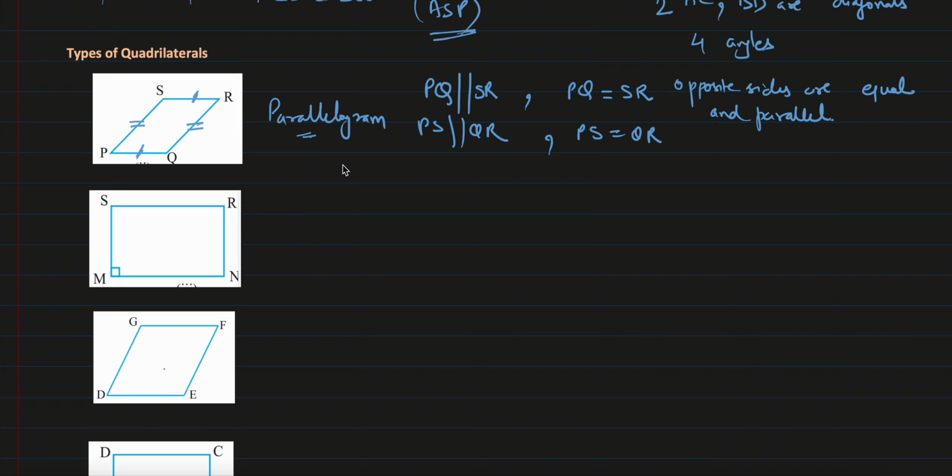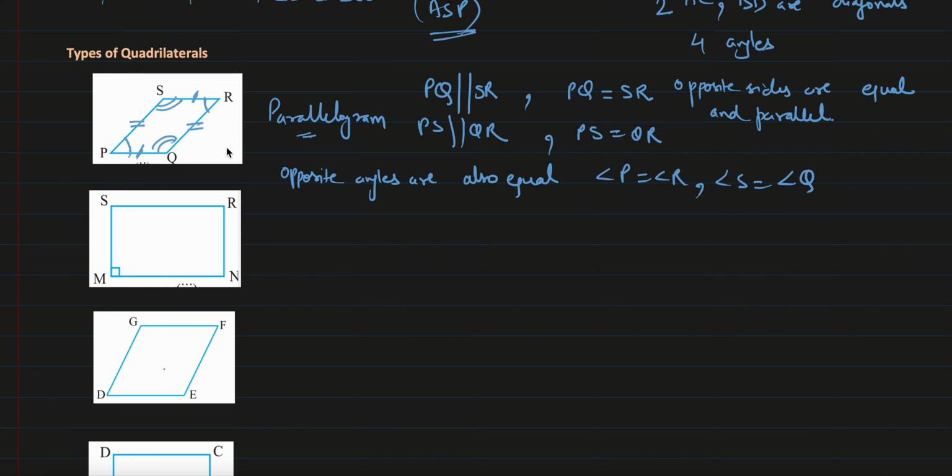Another property is opposite angles are also equal. Angle P equals angle R, angle S equals angle Q. Opposite angles are also equal. So I'll say P equals R and S equals Q.